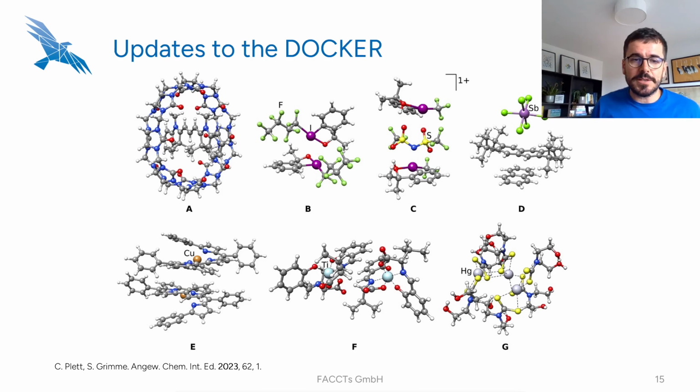Just to show you some benchmark, this is a benchmark by Christoph Plett and Stefan Grimme on intermolecular binding of molecules. They also have a more or less similar algorithm for doing this. And as you can see, these are relatively complicated systems. These are not too easy. You have a molecule A with something going in the middle like that. You have this iodine. C and D are triplets. E, F, and G are metal complexes.